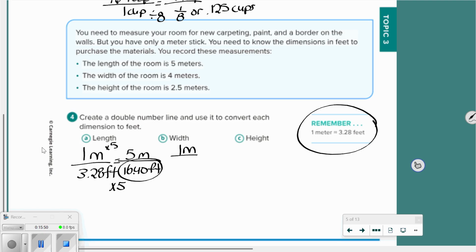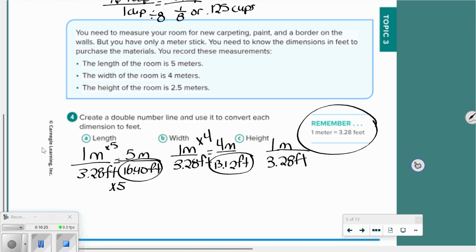Again, our conversion rate has not changed. And we're going to 4 meters. So what are we doing? Times 4. So I get 13.12. Pretty sure it's 12. Yeah. Make sense? This should be easy peasy. It's just write it out. That's all you got to do.